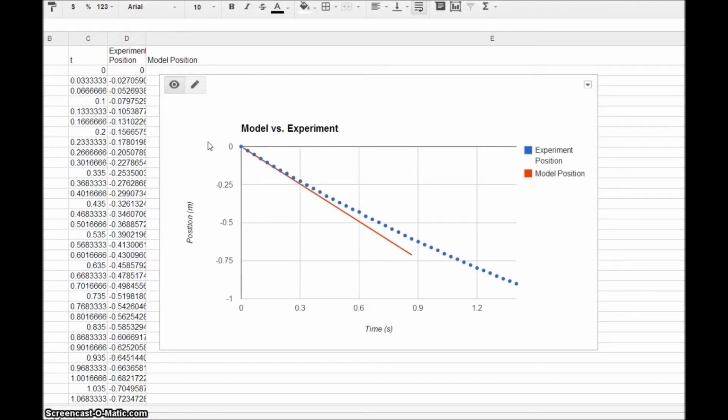As you can see, the experiment data is shown with the blue dots, while the model's prediction is in red. The predicted position decreases at a more constant rate, while the experiment position begins to curve up. In other words, the model is staying at a constant velocity, while the experiment's velocity is decreasing to a degree.